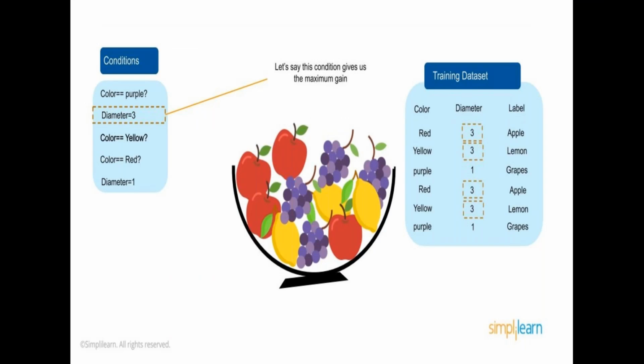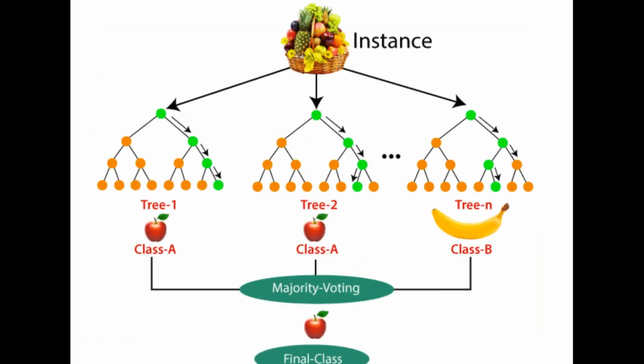Let's say that we want to classify the different types of fruits in the bowl based on various features such as the fruit colors, the diameters, and the specific labels like apples and grapes. Here we can see that the instance is nothing but the fruit bowl that we have considered, and there are various different trees that are being created.